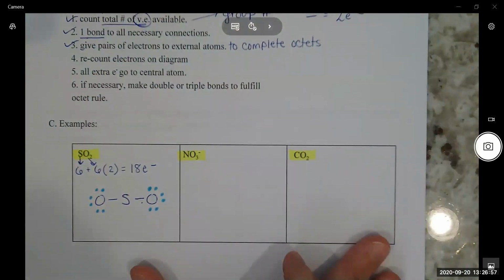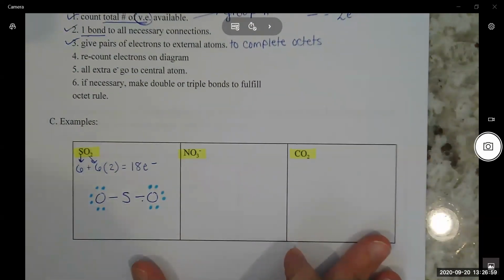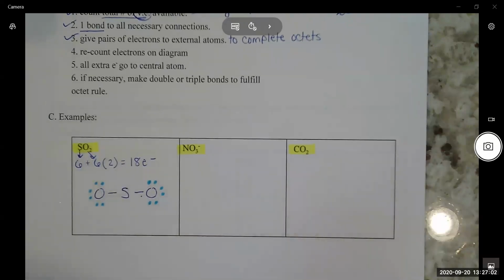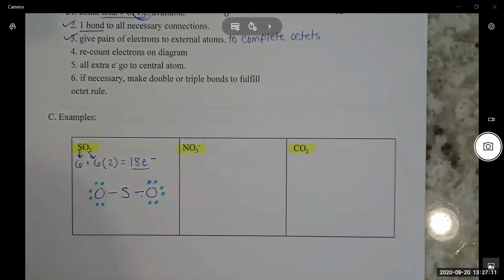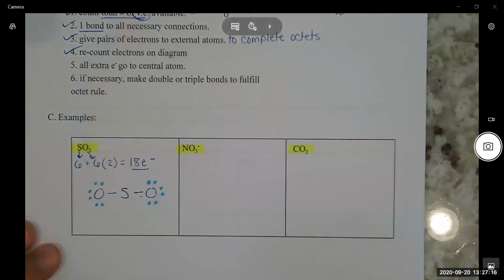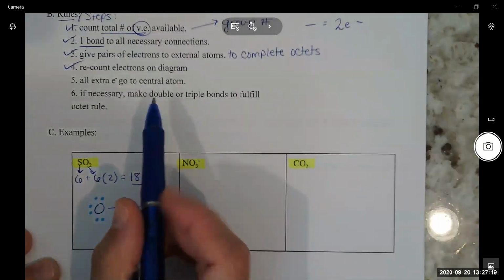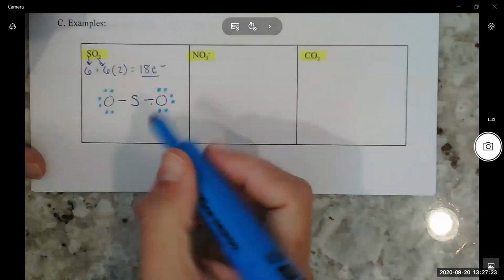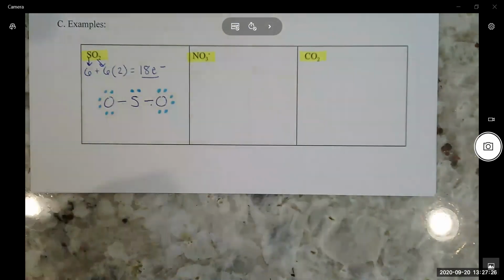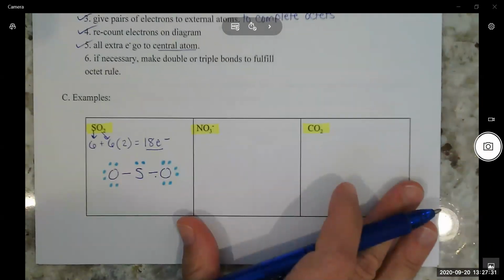Now step number 4, which is really important: recount the number of electrons on my diagram. I have 2, 4, 6, 8, 10, 12, 14, 16 electrons. But remember, my diagram needs to have 18 electrons, so this diagram is not complete yet. After I've recounted and I have 16 electrons, if I need more electrons on my diagram, I'm going to put them on my central atom. I had 16, I need 18, so I'm going to put 2 more right there on sulfur. That gives me 18 total electrons.